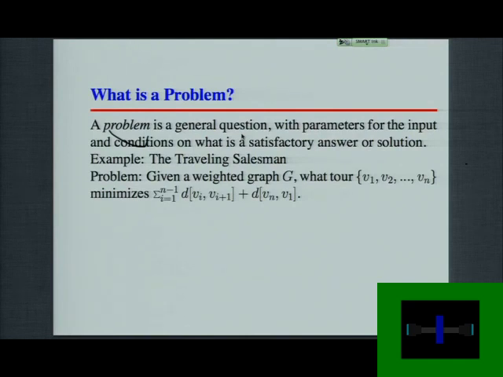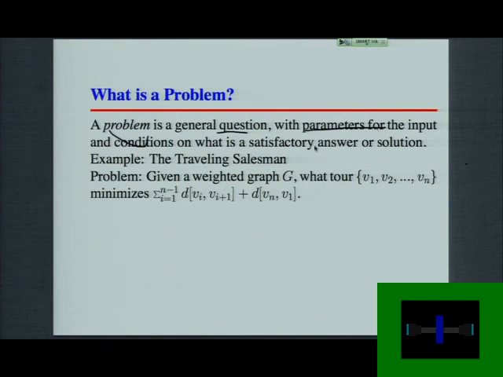A problem in our definition is an algorithmic problem. A problem is the kind of thing in general that I will give you on a homework problem or an exam, saying, here is something, give me a general algorithm for it. Something you can write a general algorithm for is a problem. It is specified by a question and an input format. So a general problem is a question, and it also has parameters for input and conditions describing what the desired output is.